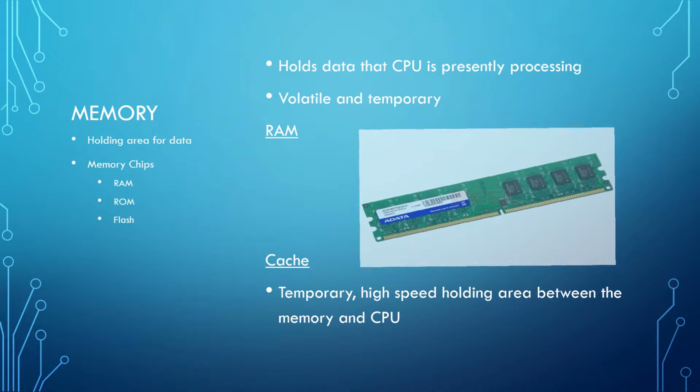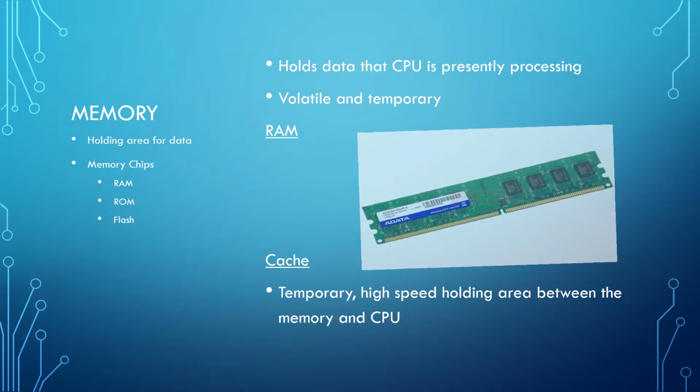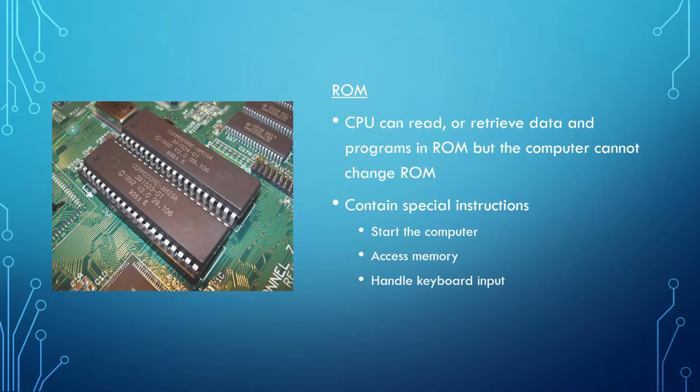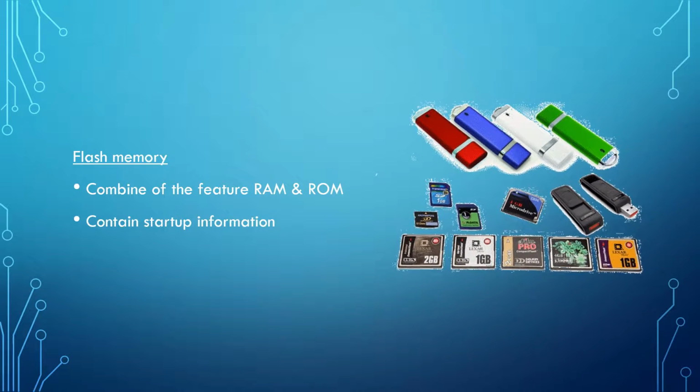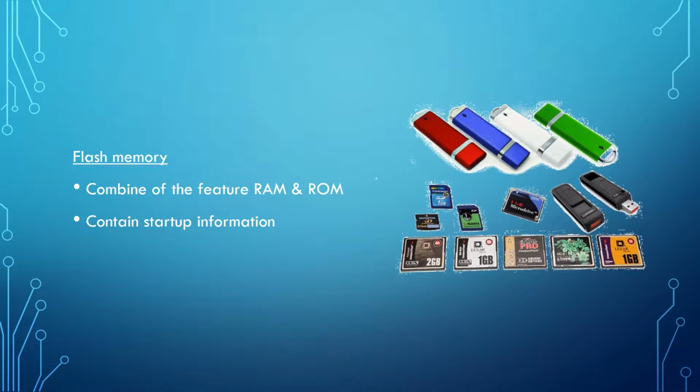Memory chips are the holding area for data. Examples of memory chips are RAM, ROM, and flash. RAM holds data that the CPU is presently processing. It is volatile and temporary. The CPU can read or retrieve data and programs in ROM, but the computer cannot change ROM. It contains special instructions such as starting the computer, accessing the memory, and handling the keyboard input. Last but not least is flash memory. It combines the features of RAM and ROM. It can also contain startup information.